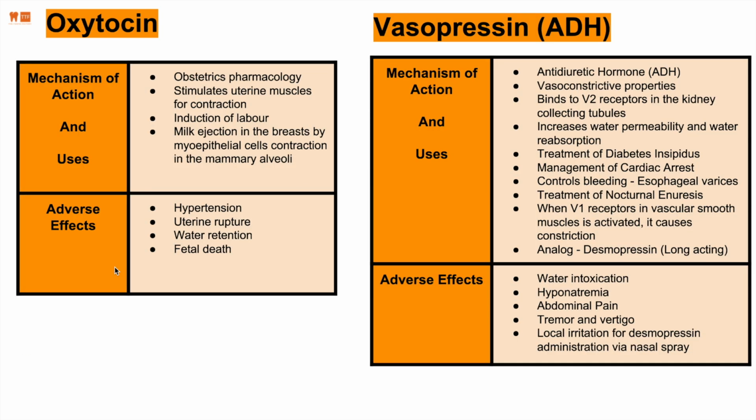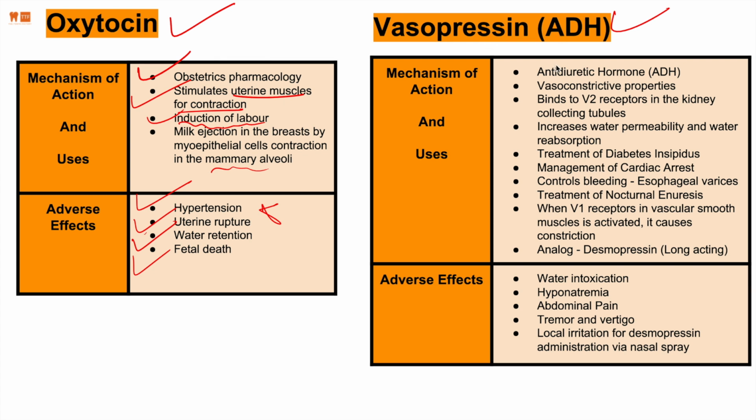So let's talk about it in a slight bit of detail. Oxytocin and vasopressin, also known as antidiuretic hormone. Oxytocin's mechanism is in obstetrics pharmacology. It stimulates uterine muscle for contraction, so during labor induction. Milk ejection in the breast is also in effect caused by oxytocin because of myoepithelial cell contractions in the mammary alveoli. Adverse effects: hypertension, uterine rupture, water retention, and fetal death. Now these are extremes, guys.